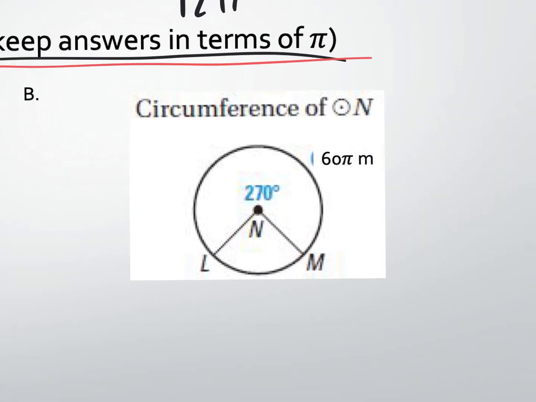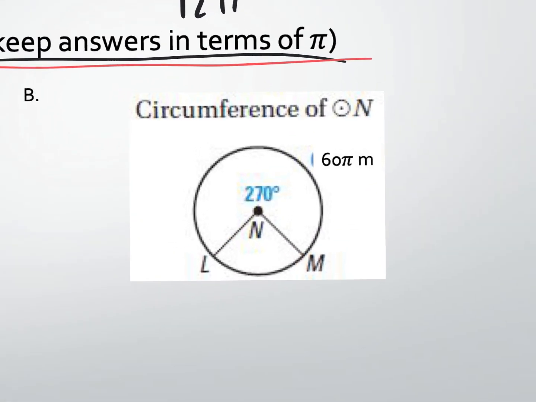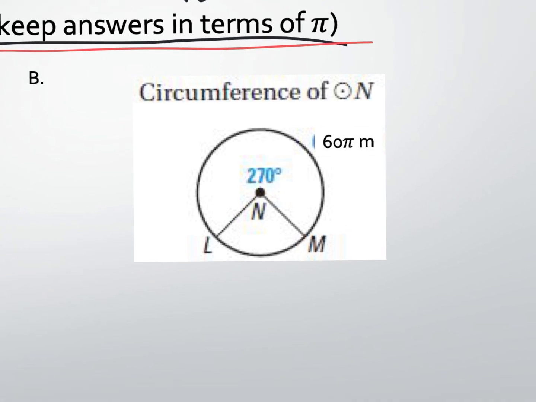All right, example B. Let's find the circumference of the circle N when we're given the arc length and the measure of the arc in degrees. So we're still going to use the arc length formula, which says that the arc length is equal to the measure of the arc. What's the measure of the arc that we know? 270, and it's from M all the way to L. So we're going to put 270 over what? Good, 360, and then multiply that by?